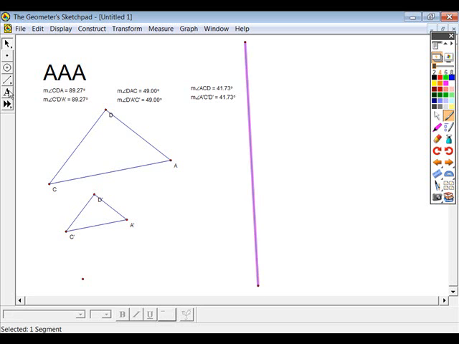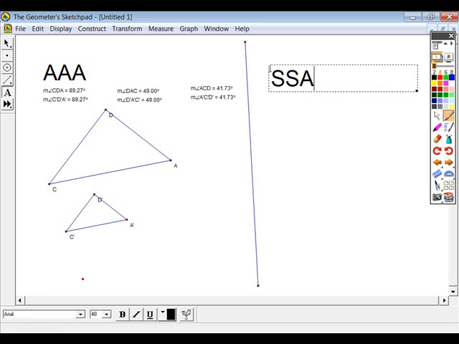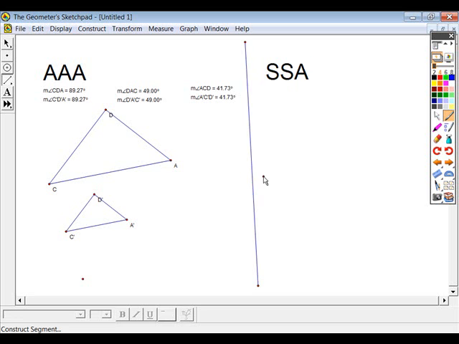Okay, and let's take a look at the last case, which is SSA. SSA is the one that's most often mistaken. But there's just a quick and easy way to see the relationships.